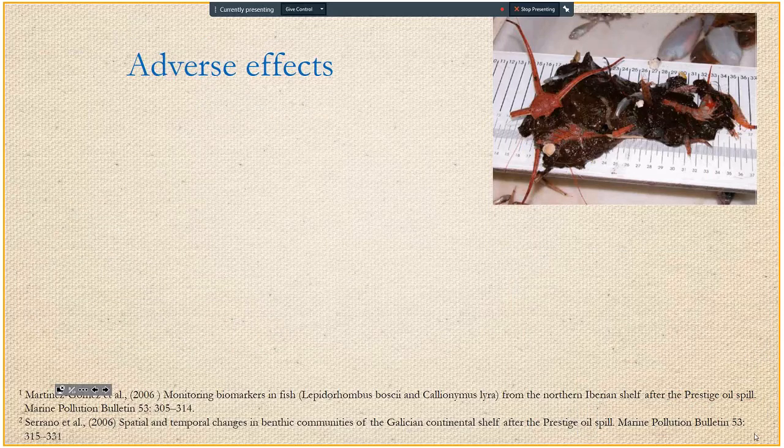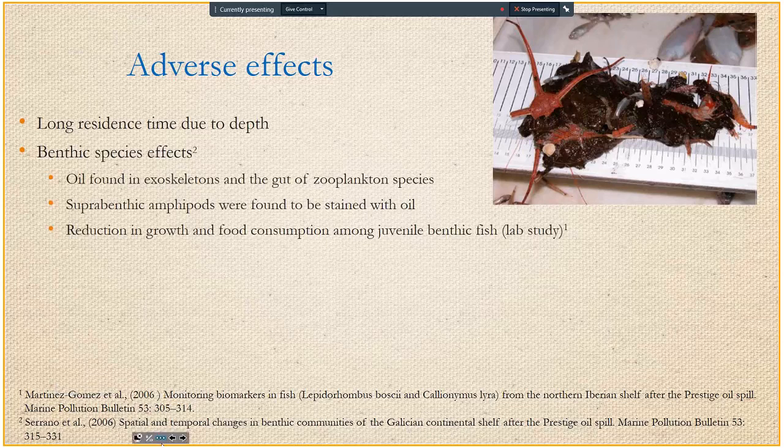In this case, there was high persistence due to the depth of the oil itself. And a lot of the benthic species were being found with oiled exoskeletons and oil in their guts. Some of the amphipods were being recovered and stained as well. And laboratory studies, and there's been a lot of studies on this oil in particular, have found that juvenile fish were also impacted. Their feeding behavior was impacted, and they basically didn't grow because of that. And this is just a picture of kind of what they were gathering from the benthic zone of the spill.